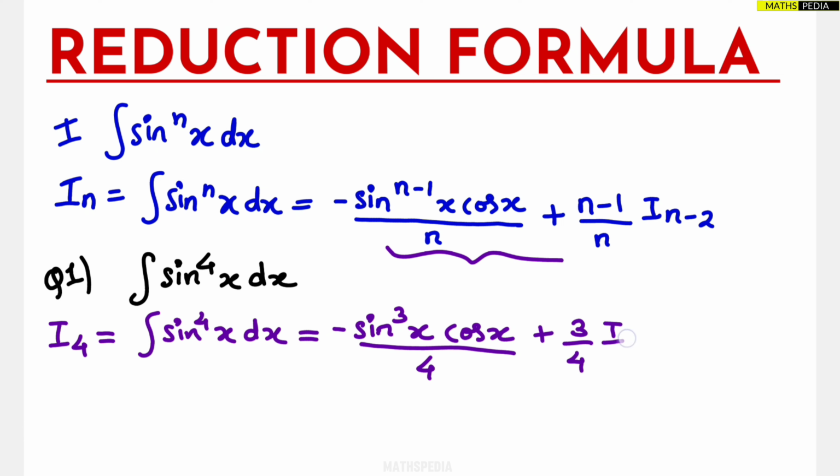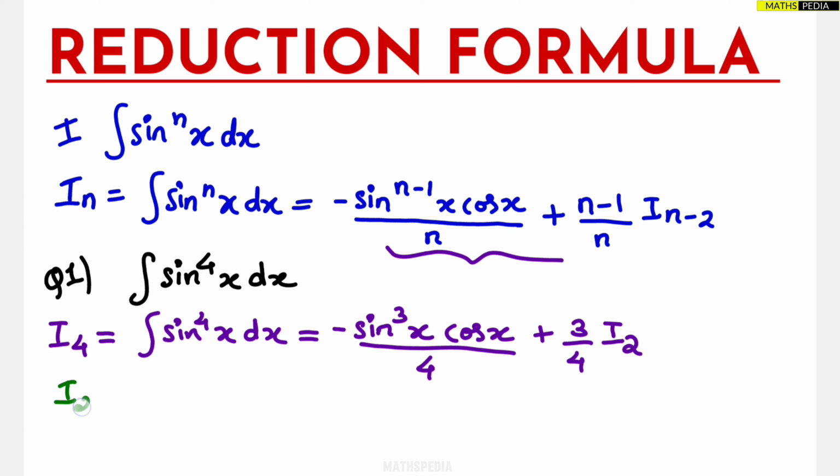Now the question arises, what is the value of I2 then? The I2 value we don't know, so we have to find out I2. So this is a chain of reaction. I4 is what will be the final answer, but I2 is unknown. So we are going to find out I2, then we'll put it back in this formula.